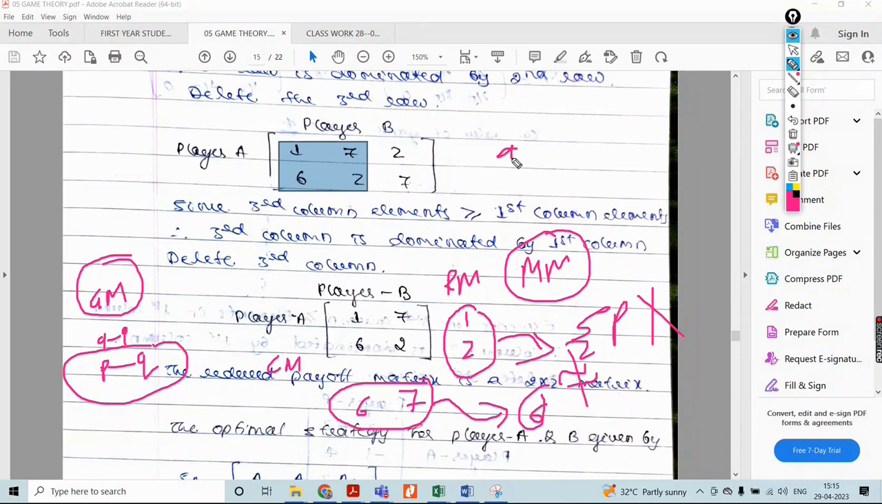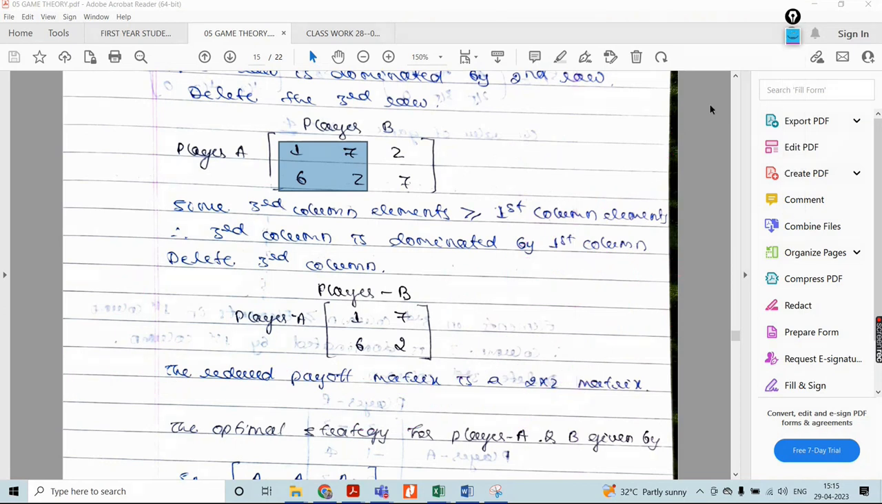If the saddle point is not available, what you have to do? You have to adopt A11, then A12, then A21, then A22. Then you have to make the assumption with respect to P1, P2, Q1, Q2. Then adopt these values by substitution, making P1 plus P2 equal to 1, then Q1 plus Q2 equal to 1. By the use of those formulas, make solution with respect to evaluation of P1, P2, Q1, Q2. Once you did this, then you will get the actual evaluation of the parameters.